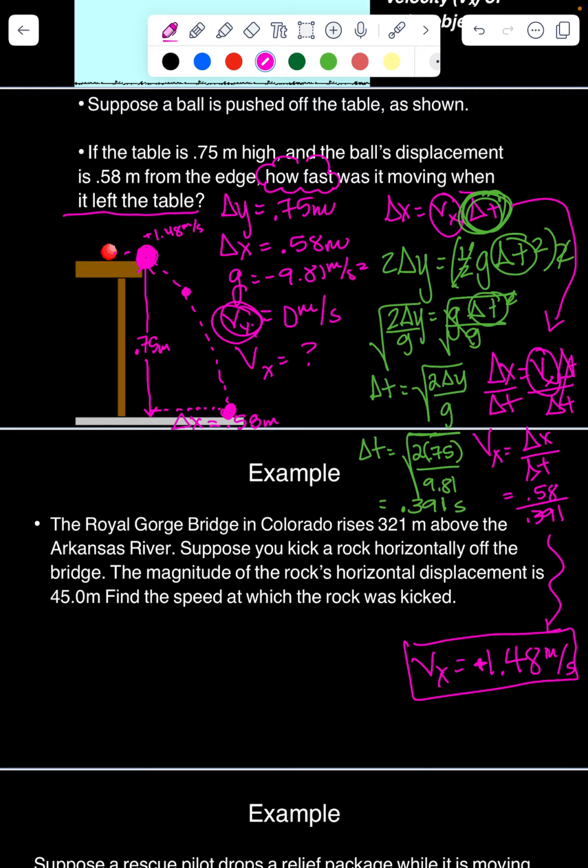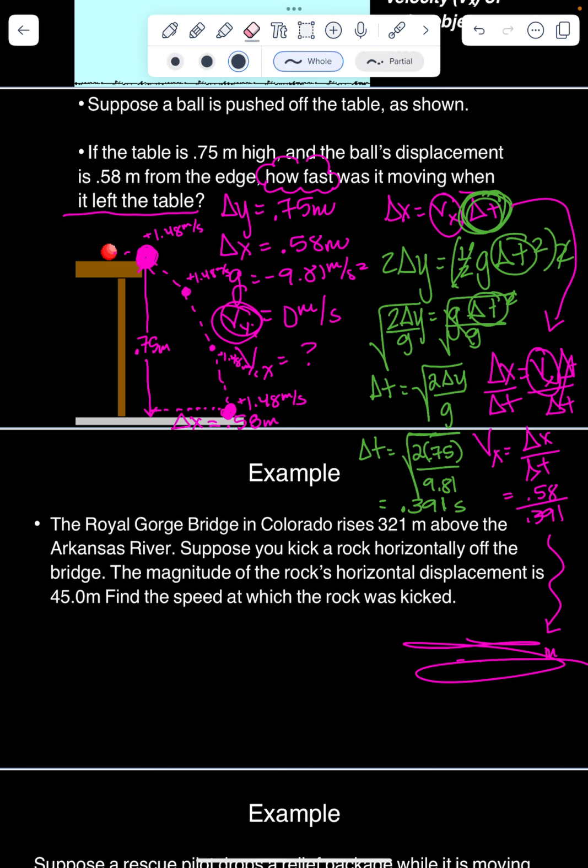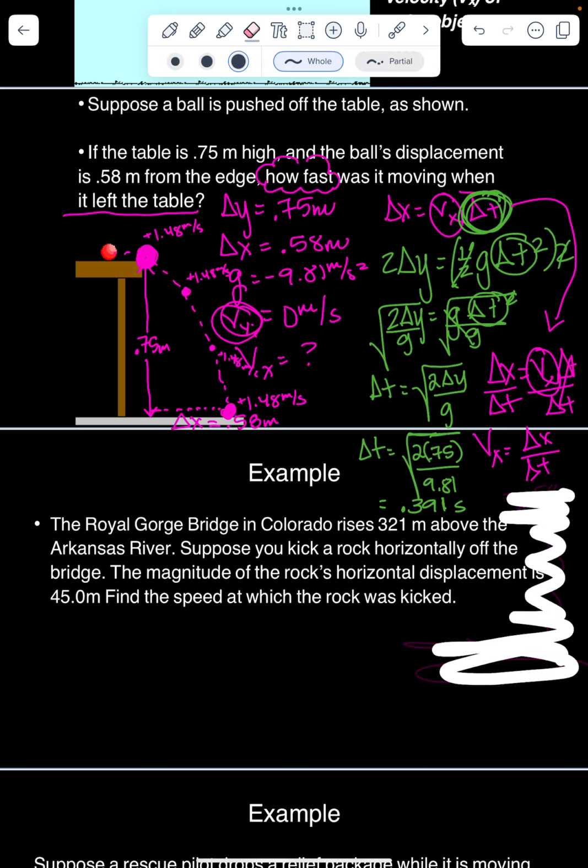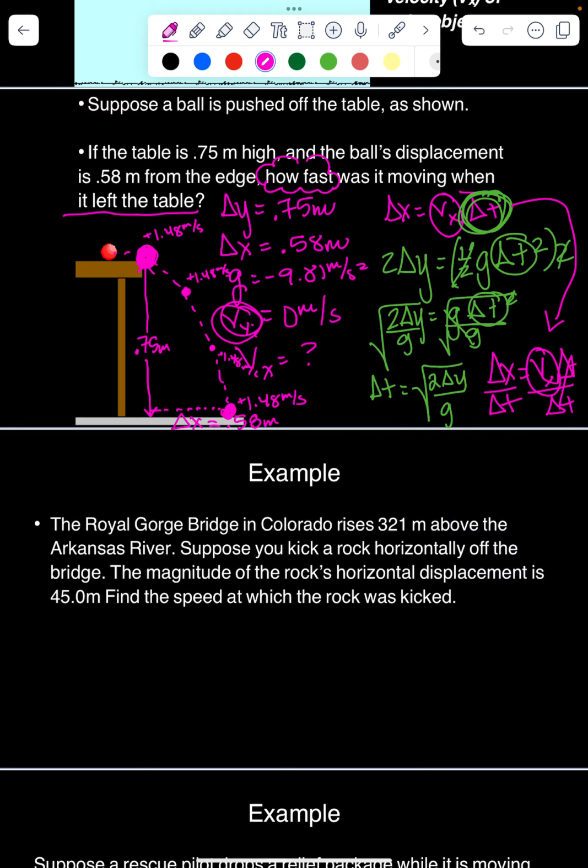At this point right here, its horizontal velocity was 1.48 meters per second. Right here, it had a horizontal velocity of 1.48 meters per second. And that split second right before it hit the ground, its horizontal velocity was 1.48 meters per second. So that's what that tells us. Remember that it's just V sub x. It's not Vx initial and Vx final.